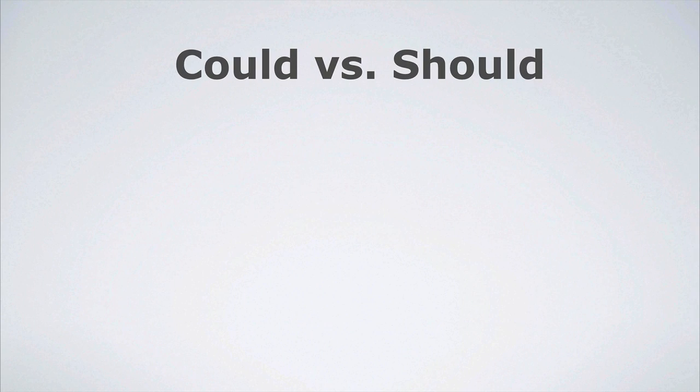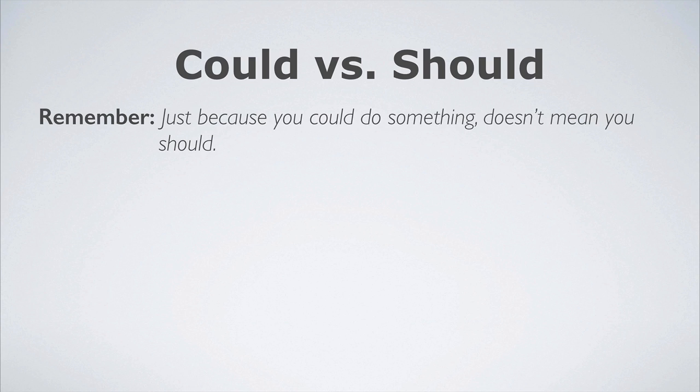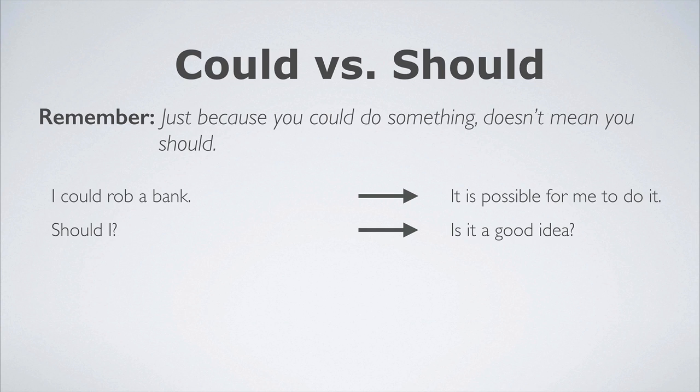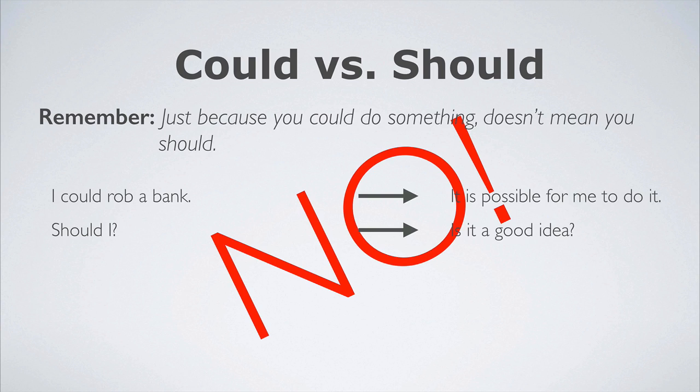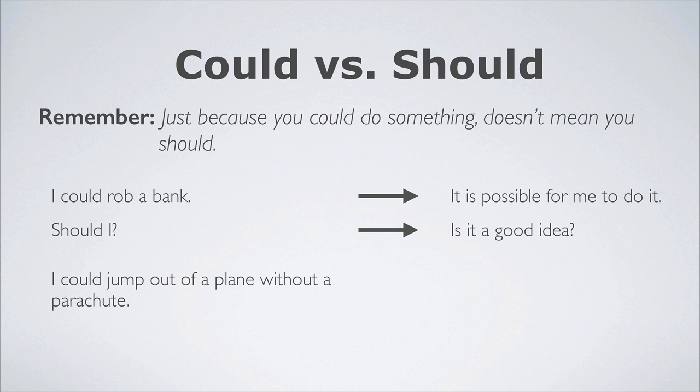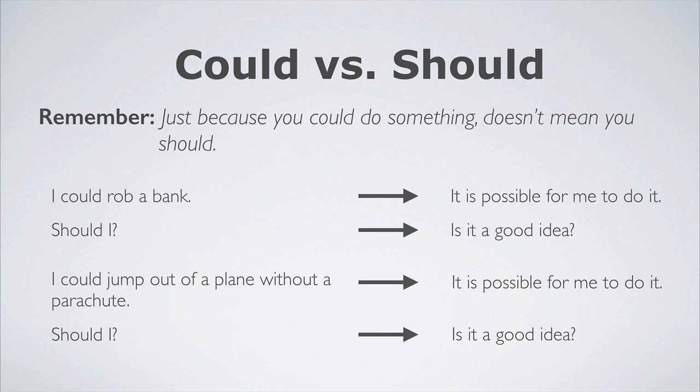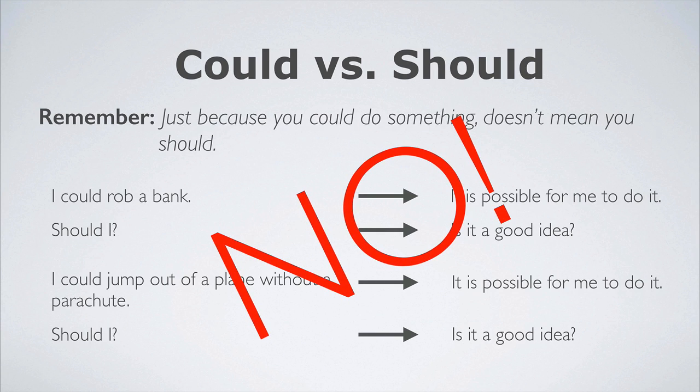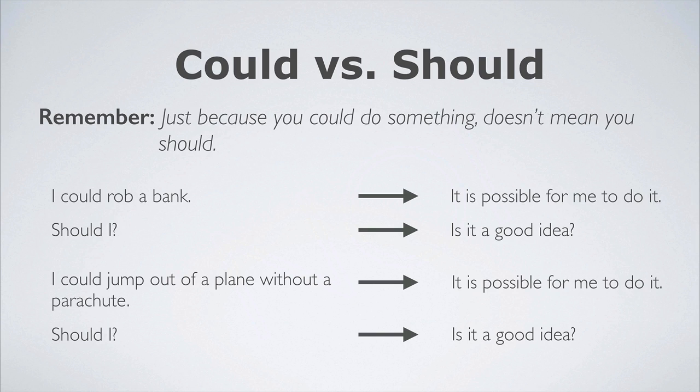Could versus should. Remember, just because you could do something, that doesn't mean you should. For example, I could rob a bank. It's possible for me to do it, but should I? Is it the correct thing to do? No! Of course not. Also, I could jump out of a plane without a parachute. It's possible for me to do that, but should I? Is it a good idea? No! Of course not. So, just because you could do something doesn't mean you should.